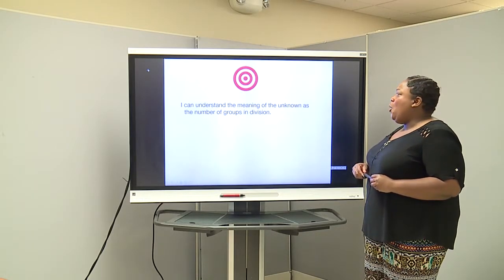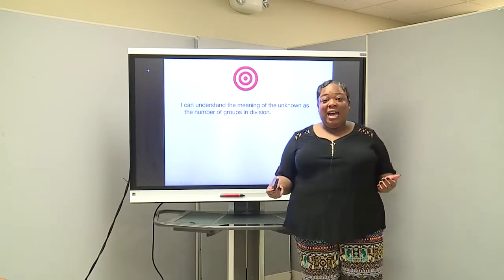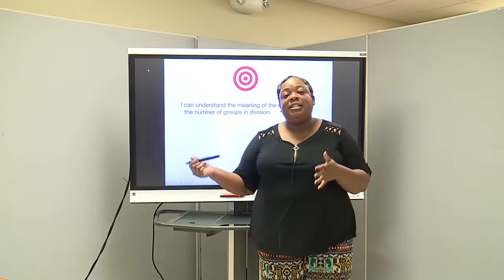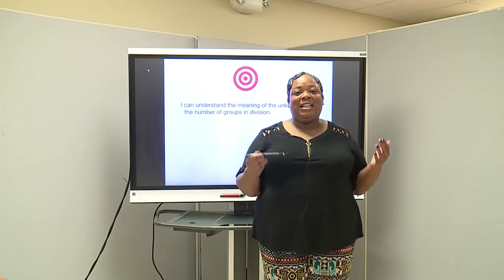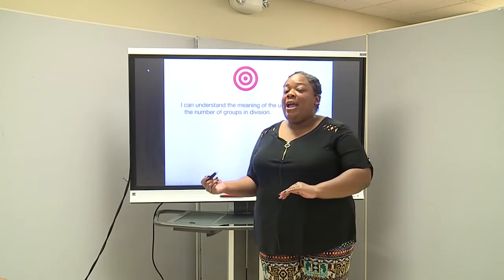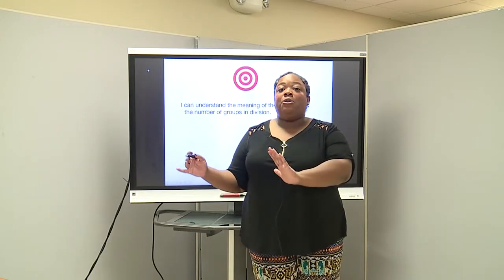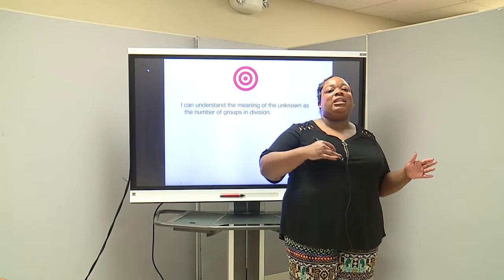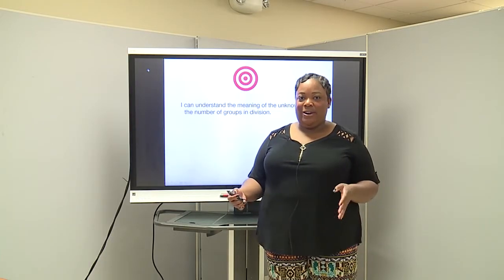So, yesterday we did the size of each group. What we did was we would take a total divided by the number of groups, and we got the size of the groups. Today, what we're going to do is take a total and divide it by the size of the group and get the number of groups. And that will make more sense a little later.